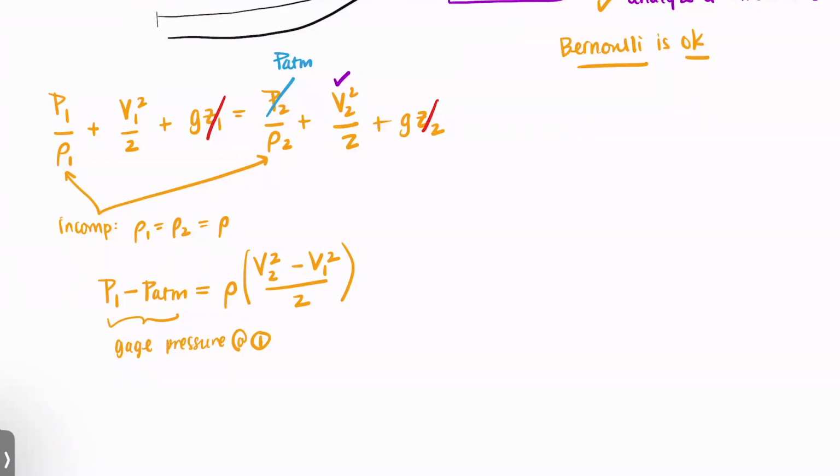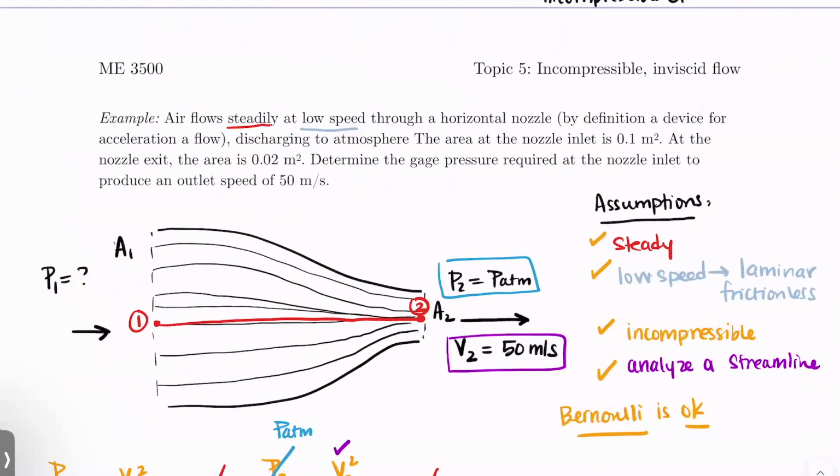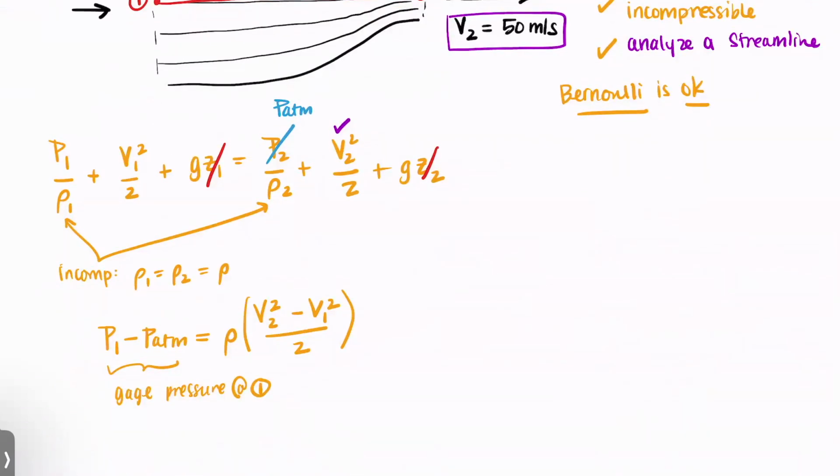Isn't the definition of gauge pressure just accepting atmosphere? So gauge pressure at 1 is P1 minus P atmosphere. Gauge pressure is always you just take the actual pressure and subtract off atmospheric. Yep, so that kind of comes out of this equation because our P2 is P atmosphere already.